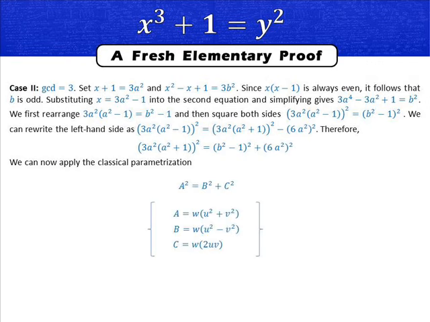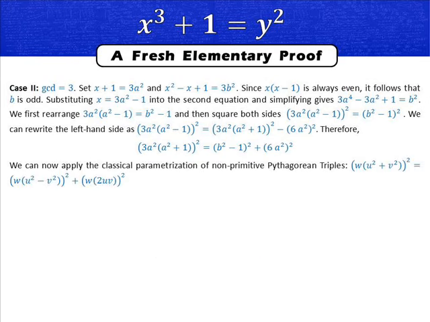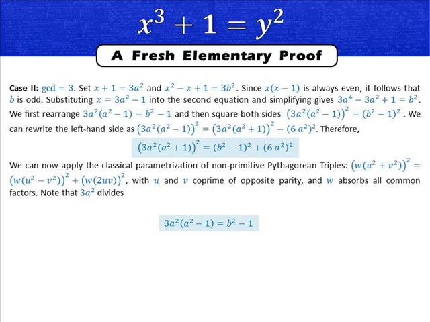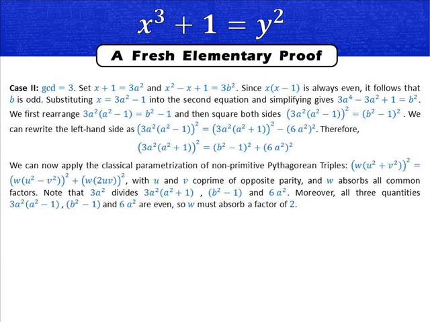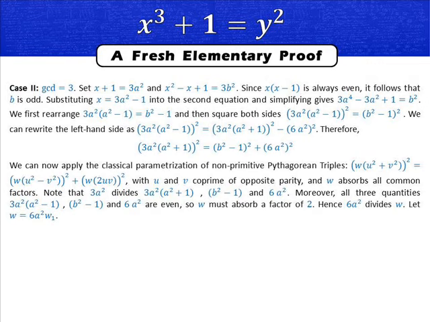We can now apply the classical parametrization of non-primitive Pythagorean triples, with the hypotenuse equal to w times (u squared plus v squared), one leg w times (u squared minus v squared), and the other leg w times 2uv, with u and v coprime of opposite parity and w absorbing all common factors. Note that 3a squared divides the three terms. Moreover, all three quantities are even, so w must absorb a factor of 2. Hence, 6a squared divides w. Let w equal 6a squared times w sub 1.